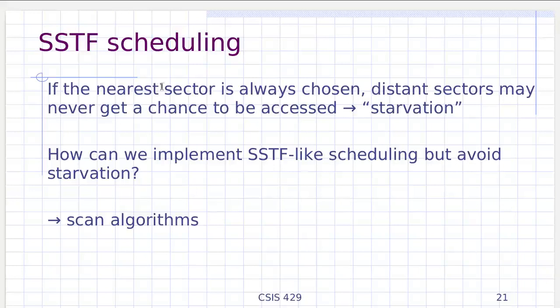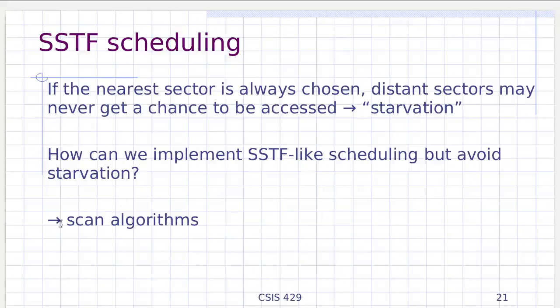So if the nearest sector is always chosen, then distant sectors unfortunately may never get a chance to be accessed, and so this might result in starvation of the sectors that are far away. Of course, we don't want that. That's not a good situation, where sectors that are far away never get served because we always have something closer to attend to. So we want to avoid starvation but implement something like SSTF. How do you do this?